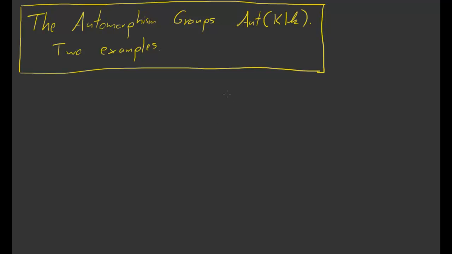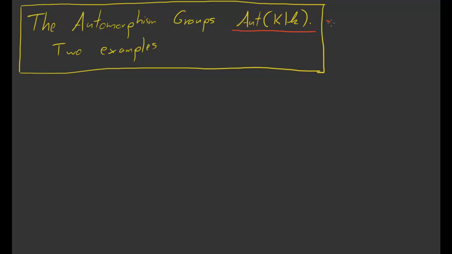At this point, we know what field extensions are, and we know what automorphisms are. So what we want to do now is associate a collection of field automorphisms to a given field extension. So, given an extension, big K over little k, we'd like to associate a set of automorphisms to that extension. And that set of automorphisms is going to be called Aut(K/k).